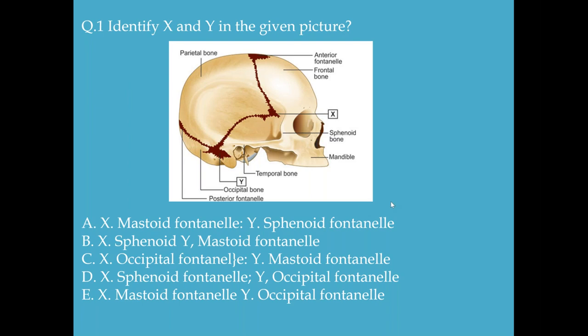B, X, sphenoid; Y, mastoid fontanelle. C, X, occipital fontanelle; Y, mastoid fontanelle. D, X, Y. Look here for X and Y. Is it D? Is it A? Is it B? Agree? Yes. So the answer is A. You say A. Why A?